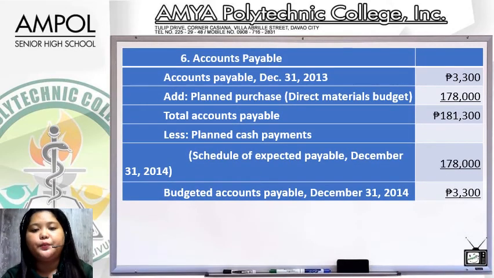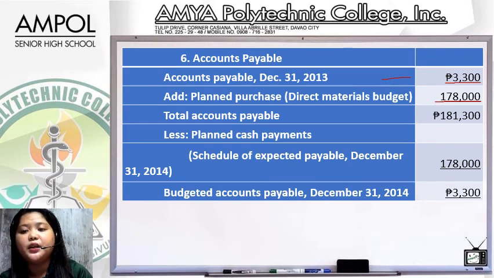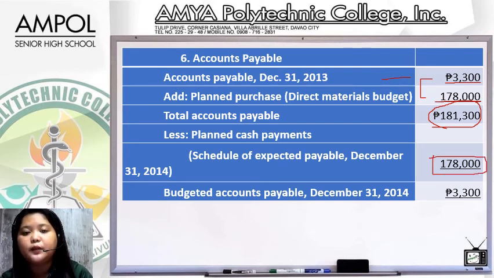So, accounts payable. Accounts payable as of December 31, 2013 is 3,300. And then the additional planned purchase is 1,078,000. So the total accounts payable, adding these two, we get 181,300. And then the less is 178,000, the same as the planned purchase. So the budgeted accounts payable is only 3,300. So subtract these two.